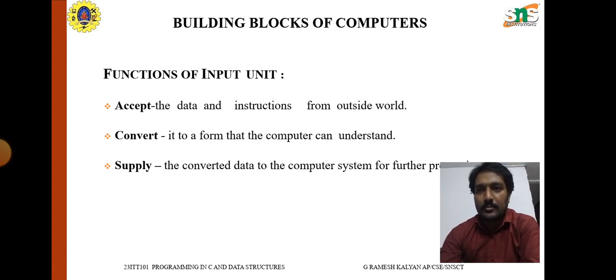And the third one is supply. The converted data of the computer system is processed, and the output is provided for the user. So this is the supply. These are the main functions of an input unit, that is accept, convert, and supply.